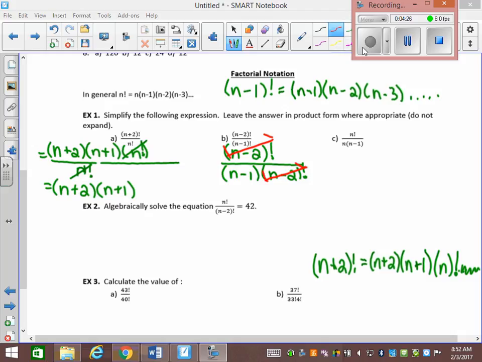So what am I actually left with on the top? Not 0. The top doesn't just go away. The numerator doesn't just go away. It's actually a 1. And then on the bottom, you'd have n minus 1 times 1, which is just n minus 1. And that's it.